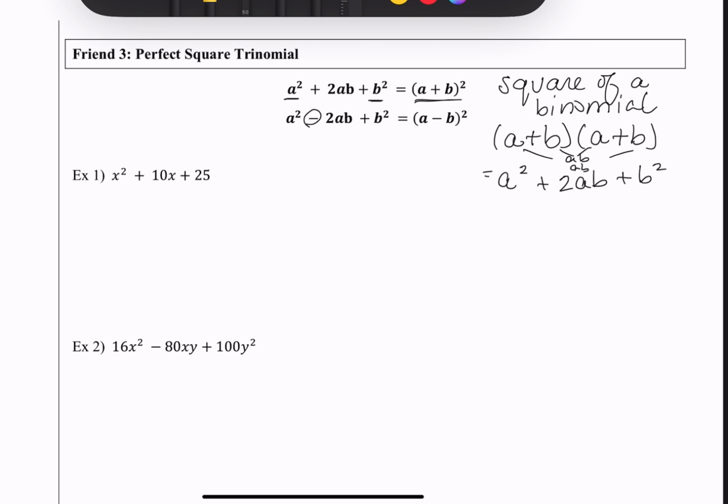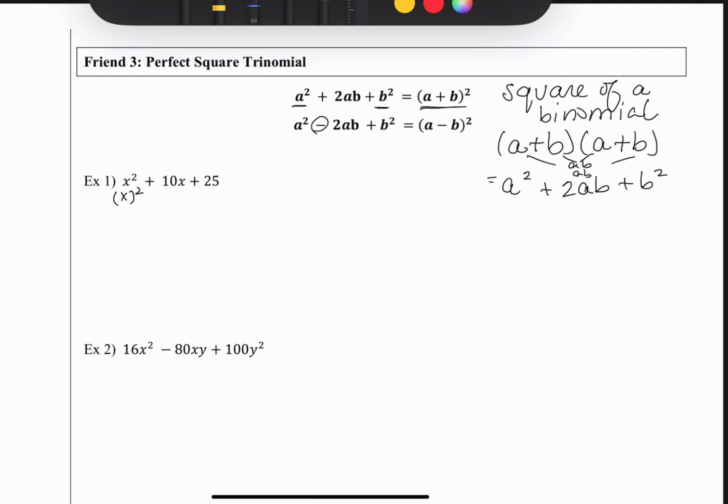All right, so let's apply this. First of all, we'll always look for a greatest common monomial. In example 1, I do not see a greatest common monomial. However, I do notice that the first term is a perfect square. It is x squared. If I take the square root of x squared, I just get x. And I notice that my last term is also a perfect square. It is 5 squared, written as a perfect square, or if I took the square root of 25, I would just get 5.